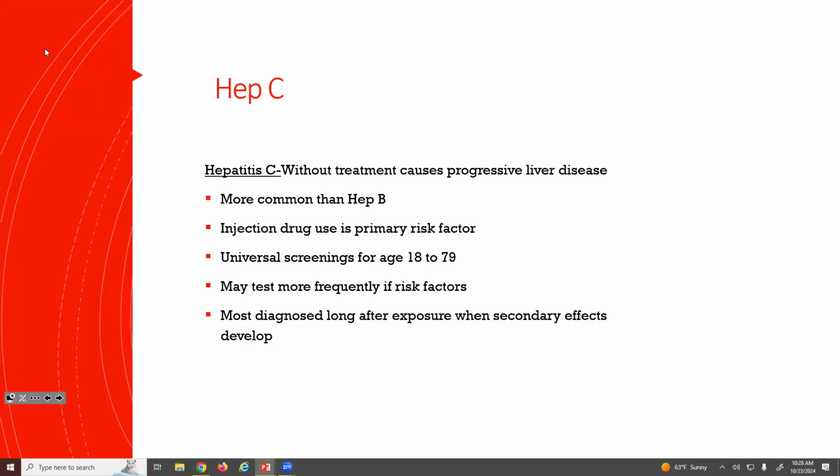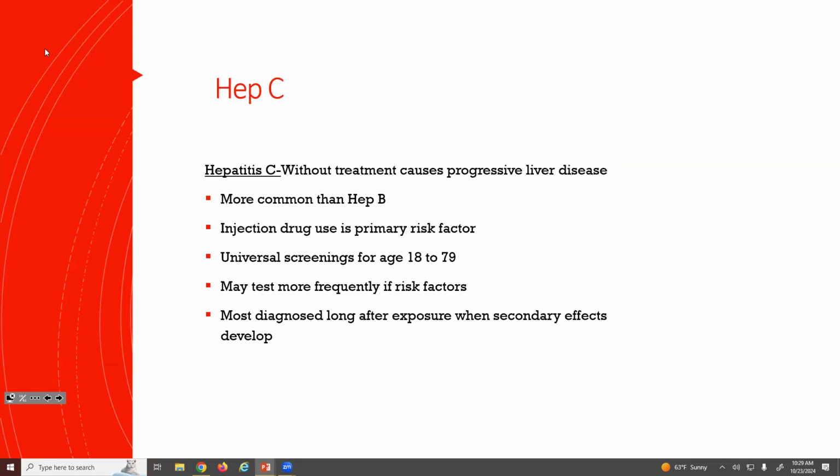Hep C, without treatment, typically causes progressive liver disease. Hep C is a little more common than Hep B. Again, injection drug use is your primary risk factor. There are universal screenings we have in place. So sometimes when patients are admitted into the hospital, if they have riskier behaviors, they're gonna be screened for hepatitis C. And pretty much all of my patients on behavioral get screened, because they engage in risky behaviors. We talked about that.